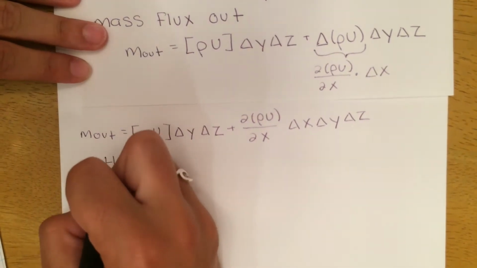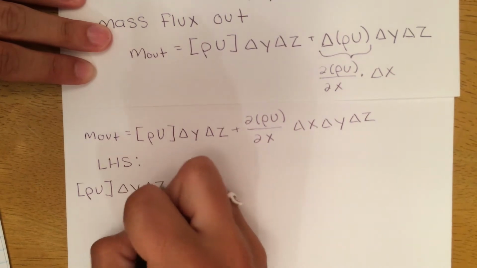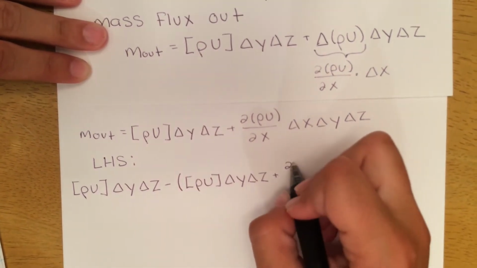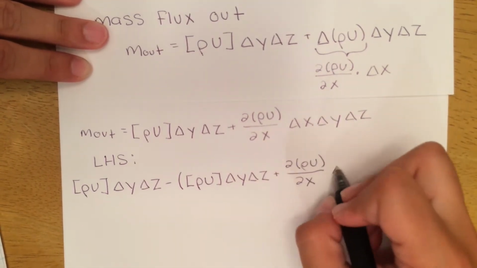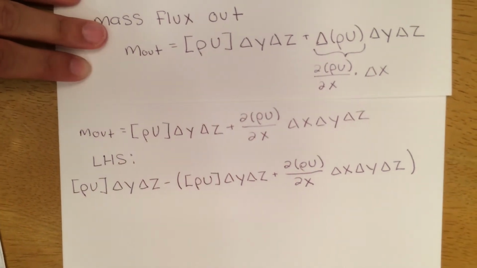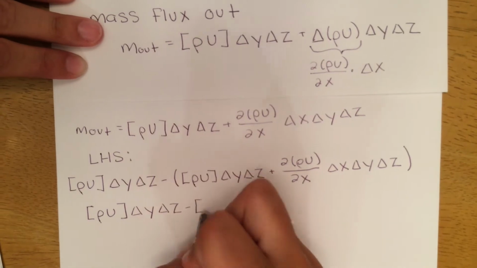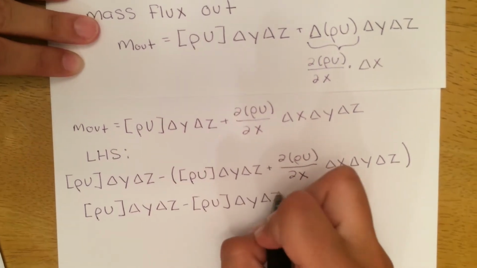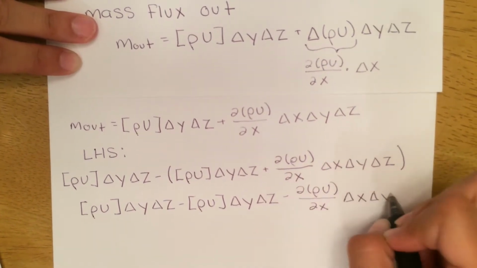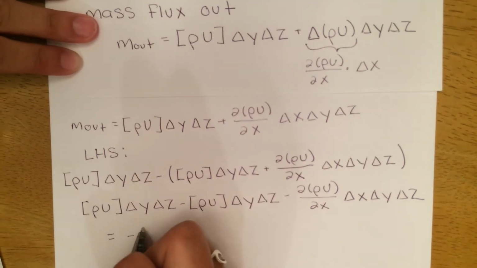Together, mass flow in minus mass flow out gives us the rate of mass entering the volume, which is the left-hand side of the conservation of mass equation, or equation 1. We can simplify this equation down to one term by distributing the negative sign, and our final equation for flow in the x direction is given by equation 2.1.